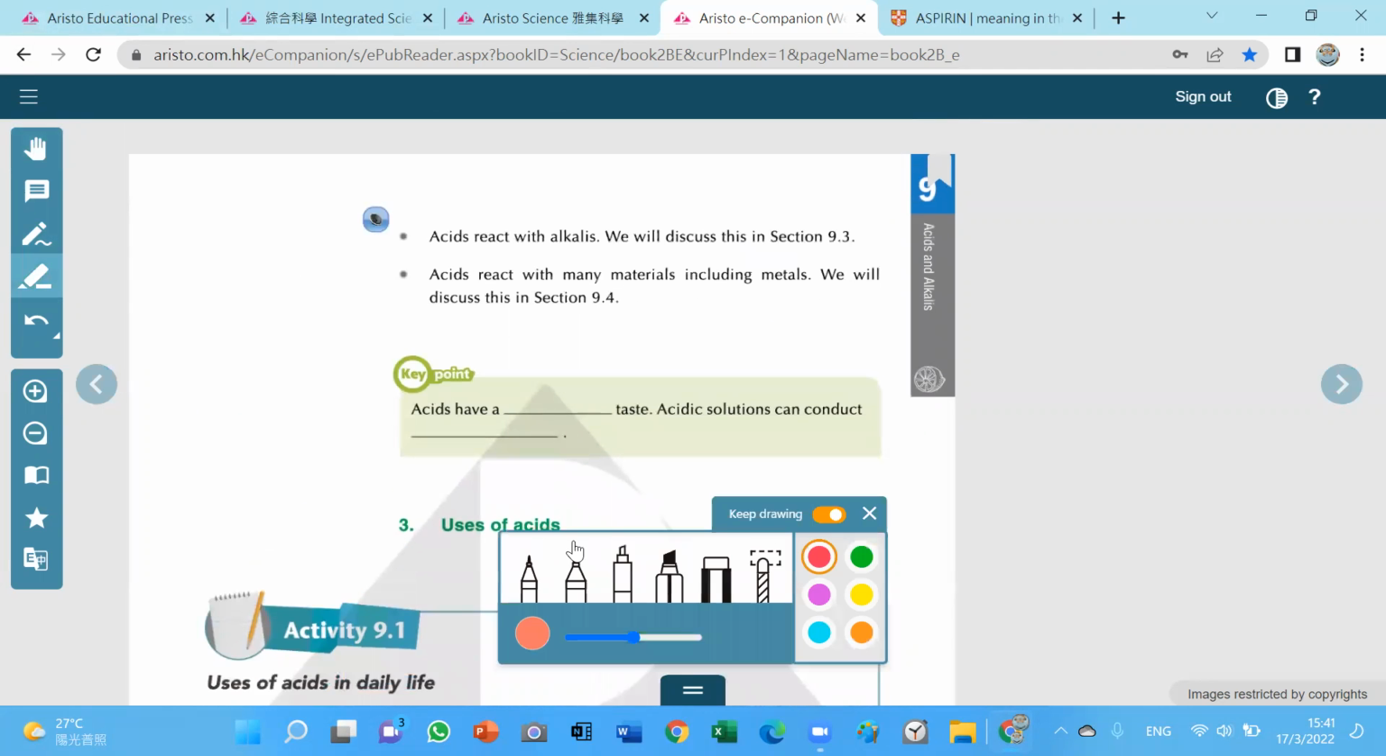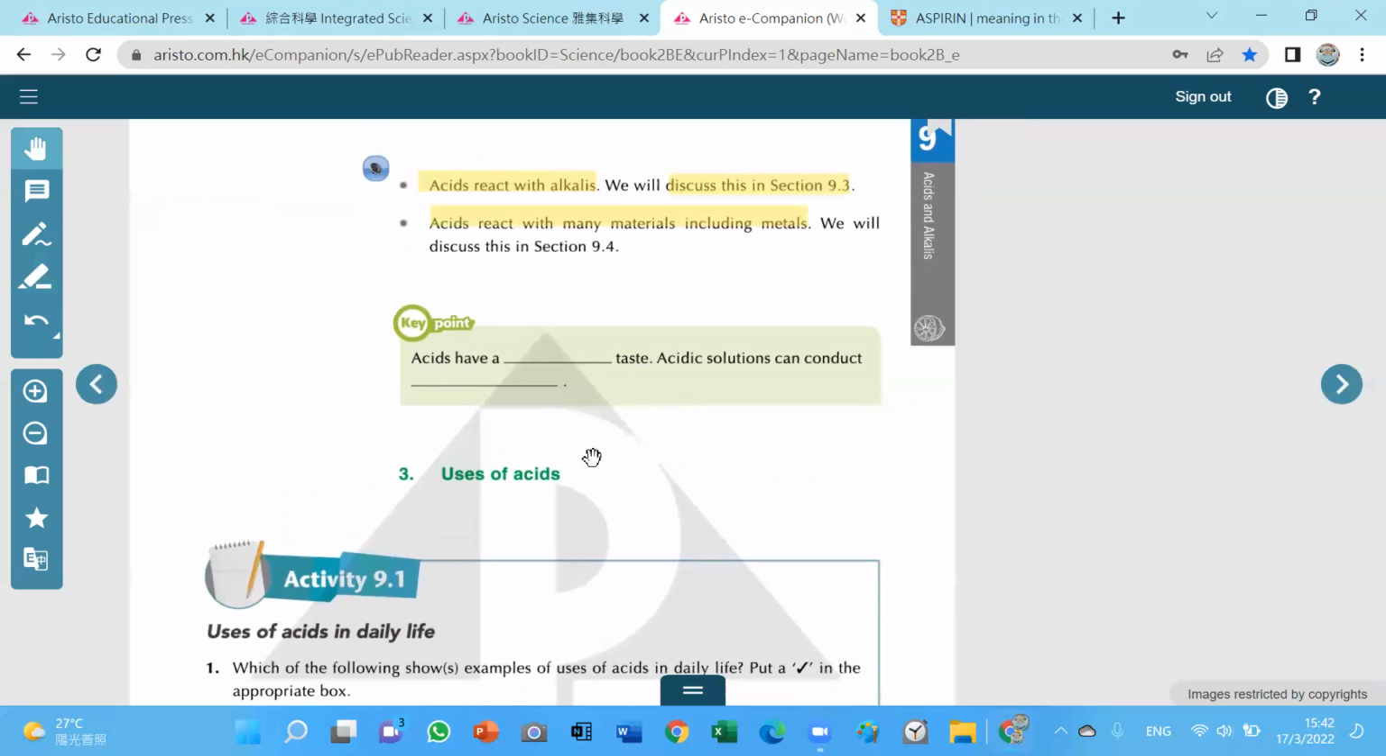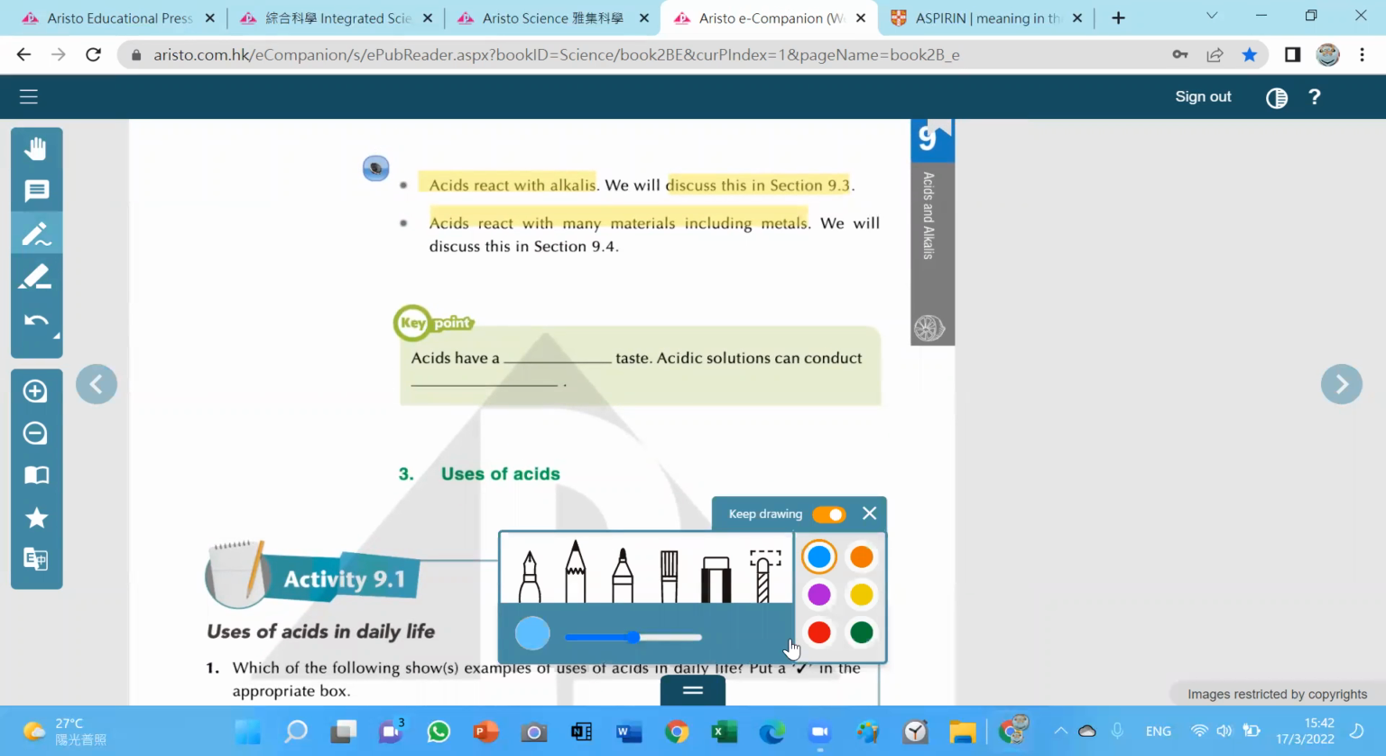Acids react with alkalines. 我哋成日都話兩個係死對頭。We'll discuss it in section 9.3, where we will talk about alkalines. Acids react with many materials, including metals. 原來酸性可以同好多物料 react，例如金屬。We'll discuss this in section 9.4, and I will tell you more then.